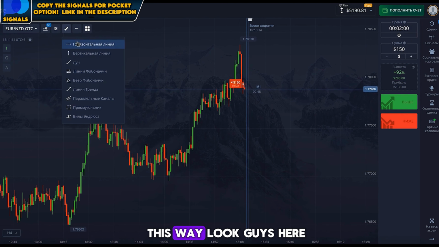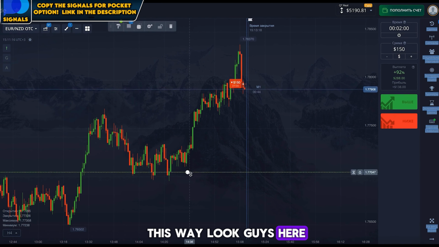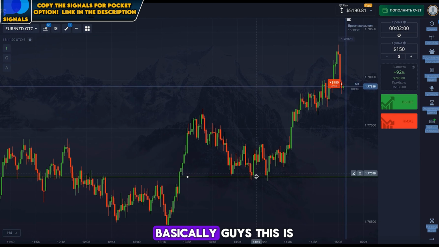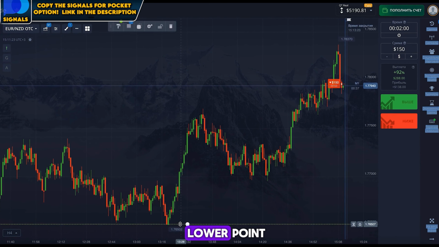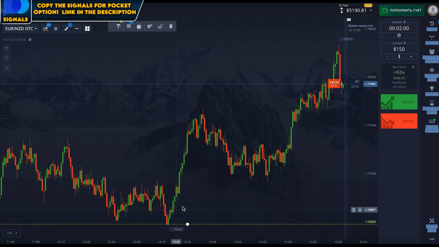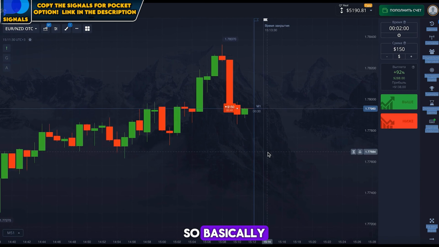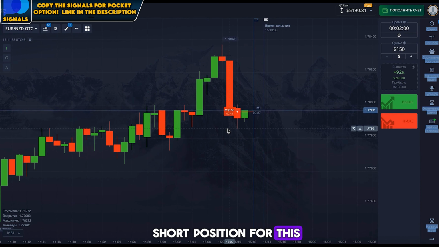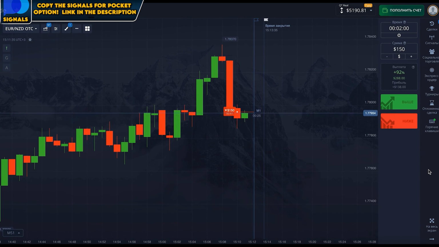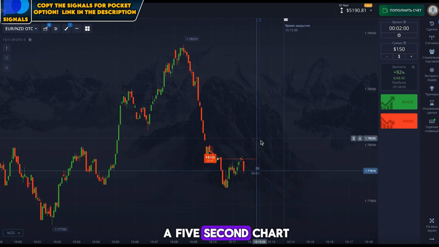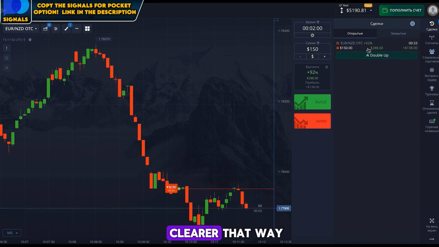Let me show you this way. Look, guys, here, this is the first area. And there's also a bit lower. Basically, guys, this is more or less the lower point, from which we will see a movement, at least upward. So basically, I'm working on a short position for this trade here. Let's see how we're doing. Let's do it on a 5-second chart. Everything will be much clearer that way.